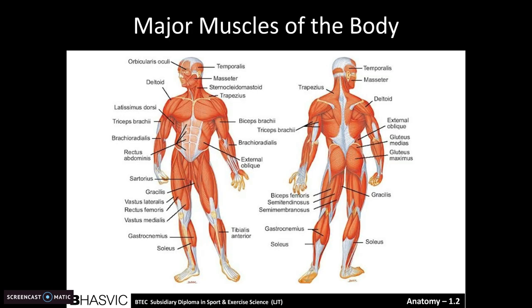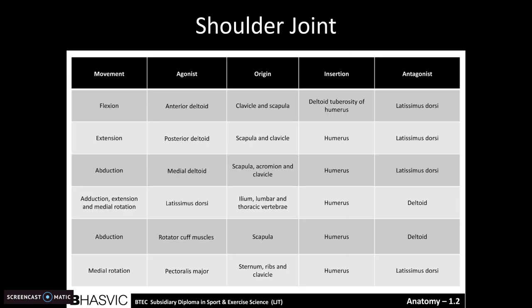Here is a diagram for the major muscles of the body. These are all the movements in the shoulder joint and their agonists, origins, insertions, and antagonists.